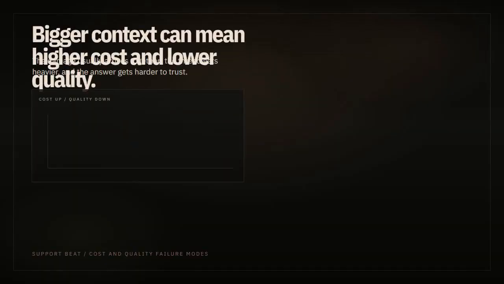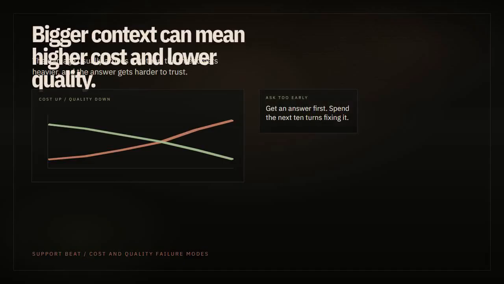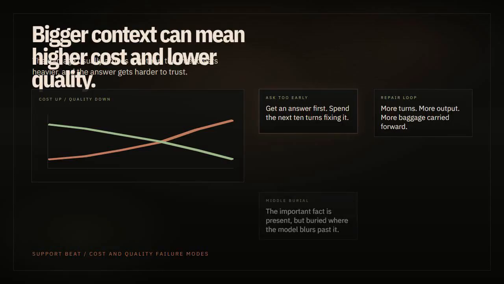This is where context engineering starts to matter because once your context grows, two things happen at the same time. Cost goes up and quality often goes down. That is the part most people miss. They assume bigger context means better answers. Sometimes it just means you're paying more to confuse the model with your own history.